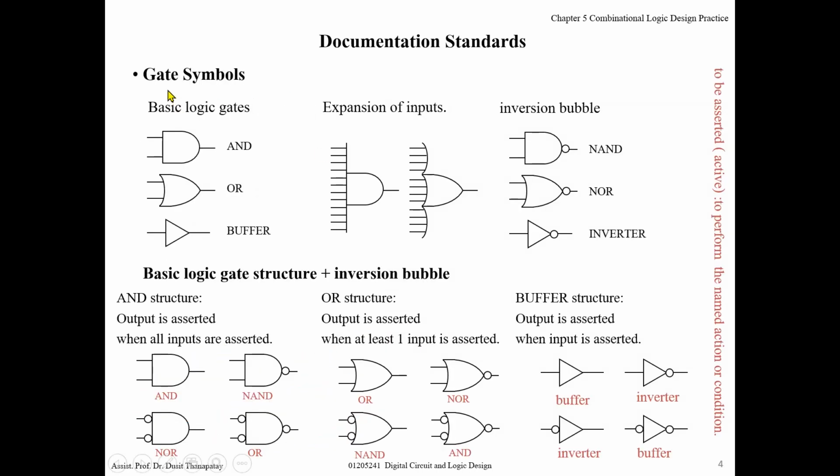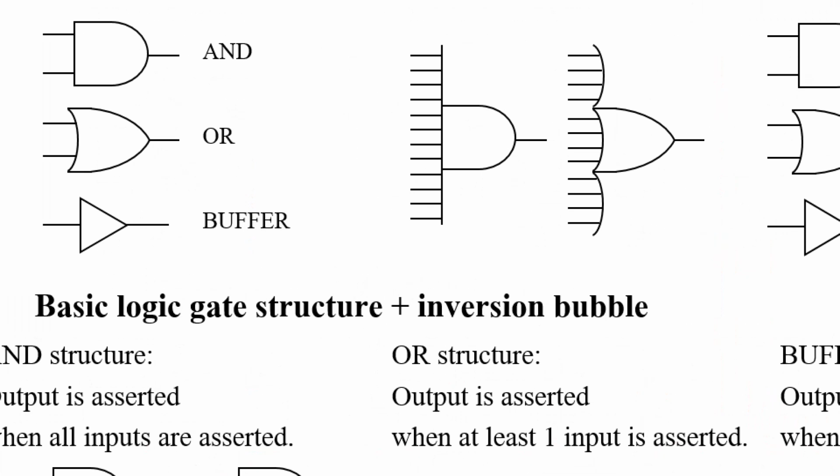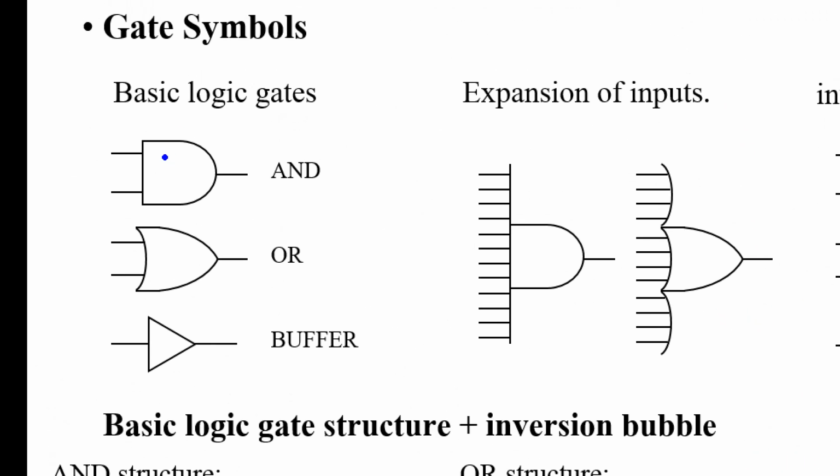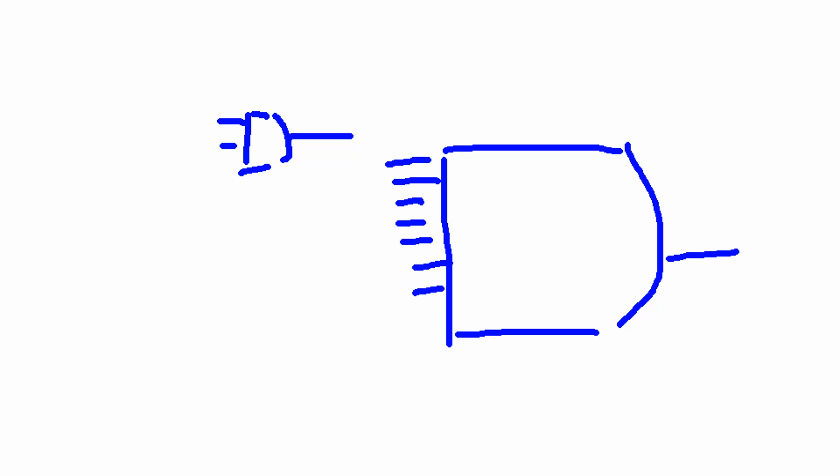For the gate symbol, as you know, there are the basic logic gates: AND, OR, buffer. For this one, there are two inputs, right? A two-input AND gate. But if you want to draw, for example, a 10-input AND gate, you would write something like this. What happened? 1, 2, 3, 4, 5, and 1, 2, 3, 4, 5. Oh, it's very big, right?